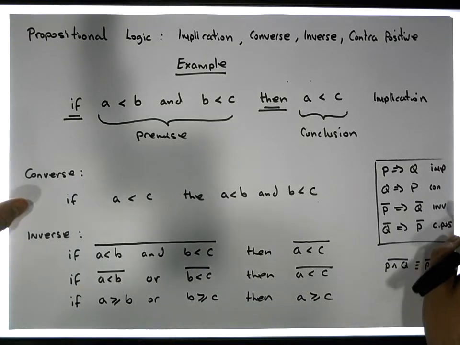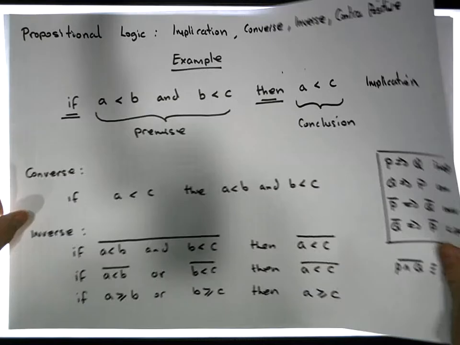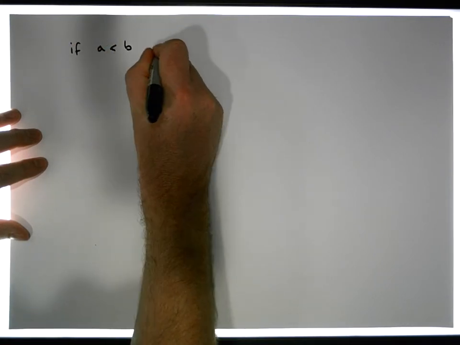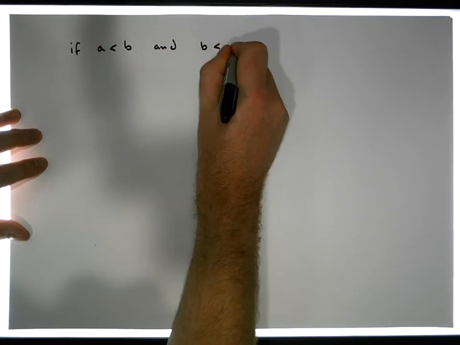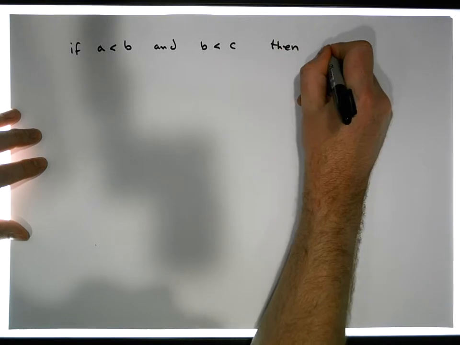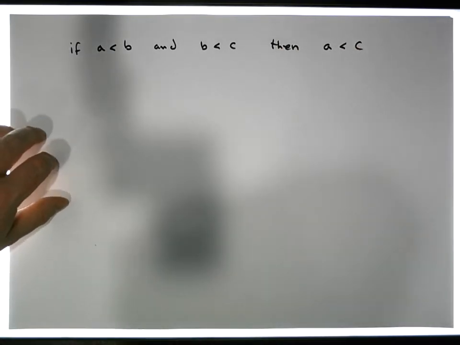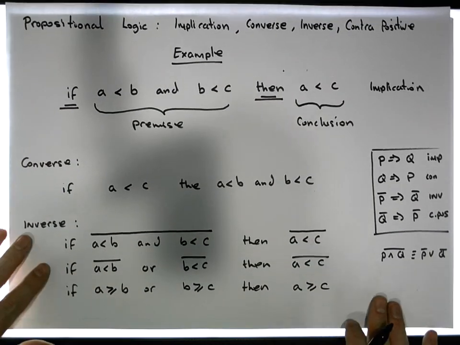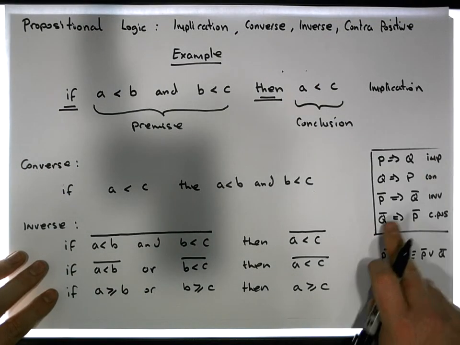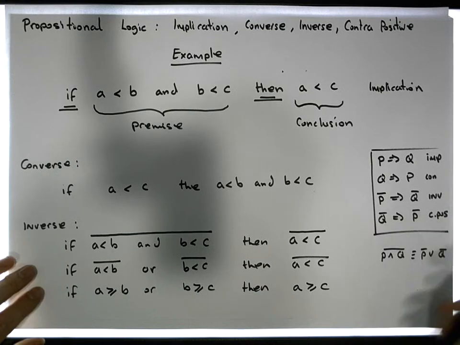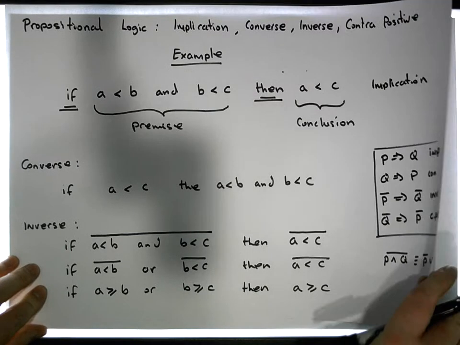Okay? Let's do the contrapositive. So looking at the contrapositive. Our original argument was, if A is less than B and if B is less than C, well then we have A is less than C. That was our original argument. So remember that the contrapositive requires that we flip the premise and the conclusion, and that we negate both. Okay, so we need to flip them and negate them. Okay, so let's do that.